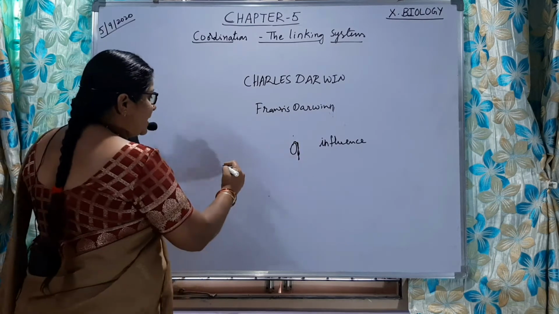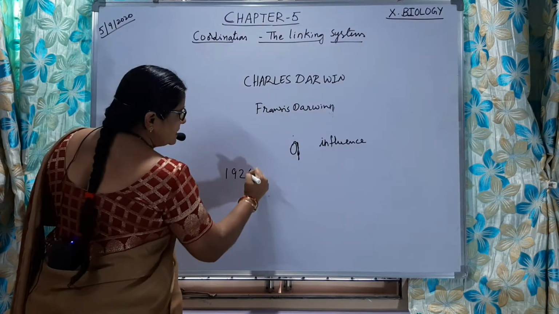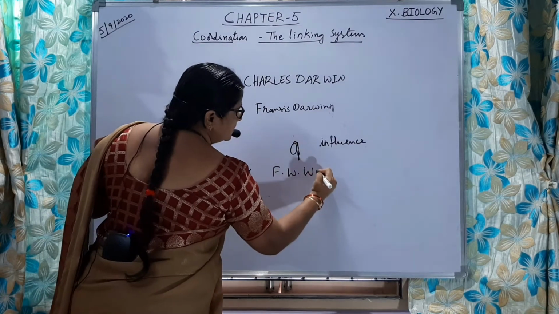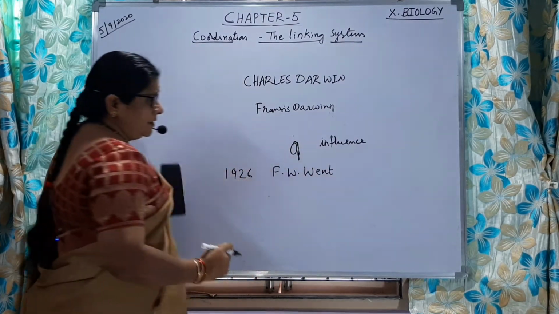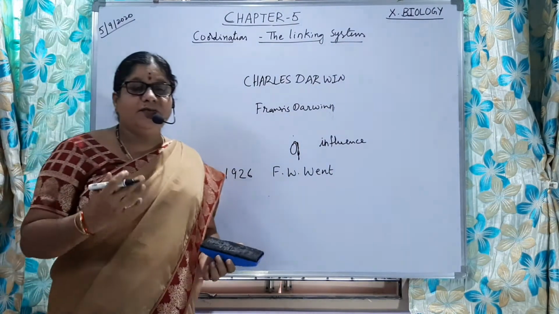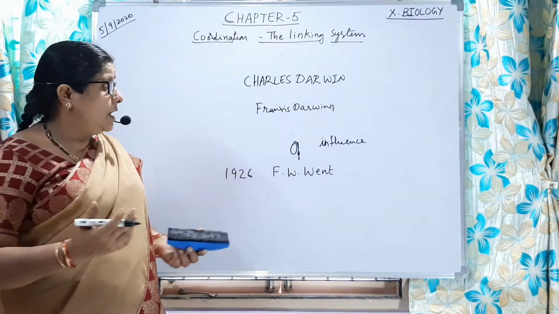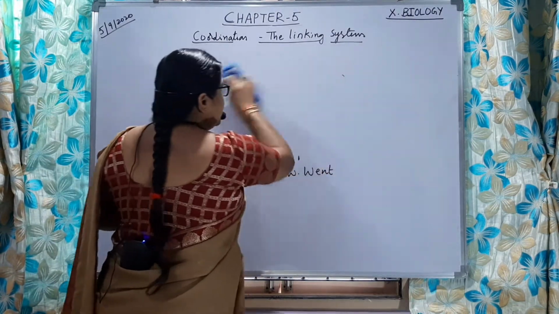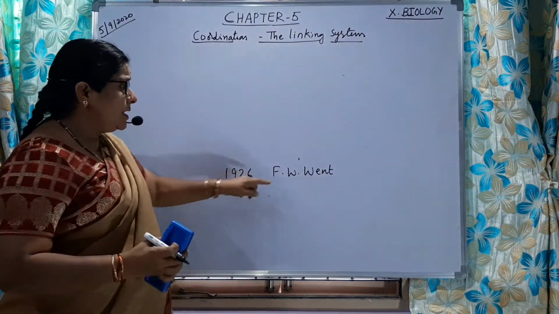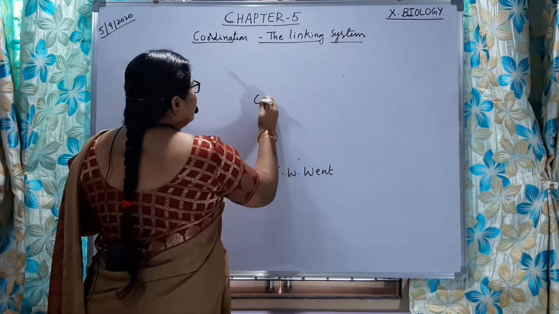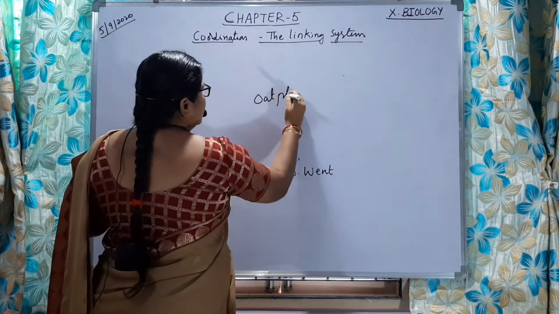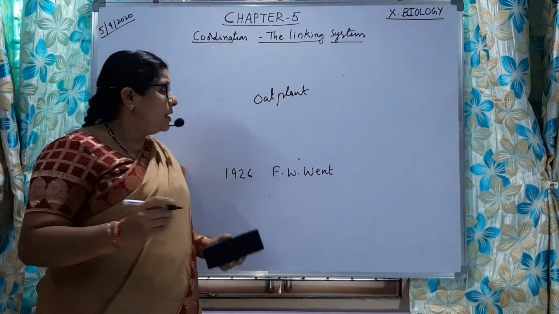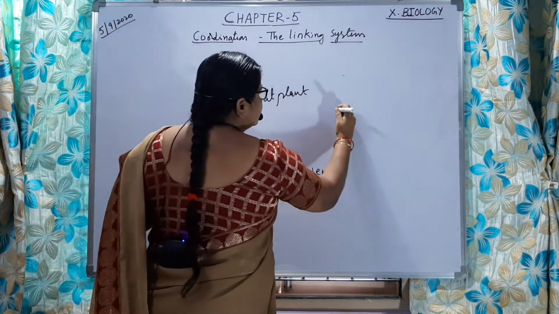In 1926, F.W. Went gave clear information about the chemicals and how they influence plants to grow in a particular direction. He also used the oat plant for his experiment, and the tip of the oat plant was cut.